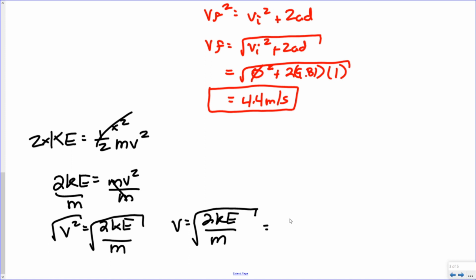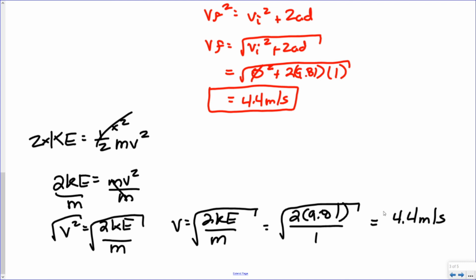If I do that, 2 times my kinetic energy, so 2 times 9.81, divided by my mass, which I said was 1, and we take the square root of that. 2 times 9.81 divided by 1, take the square root of that number, we get, unsurprisingly, 4.4 meters per second, which is the same thing we had above. Two different ways of calculating the same thing.